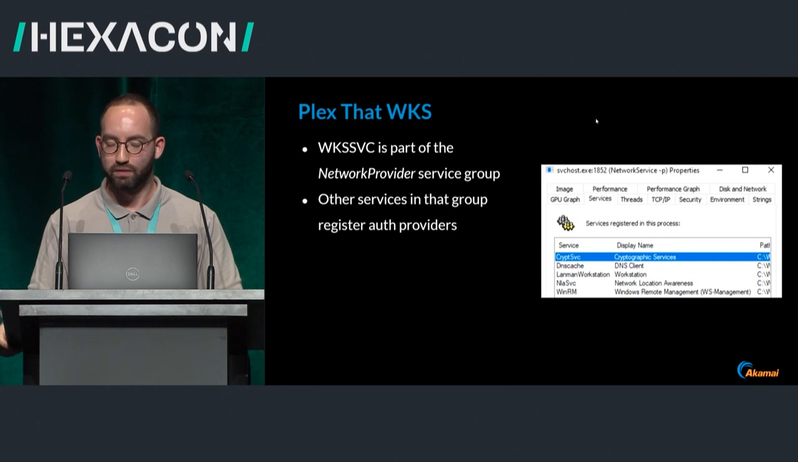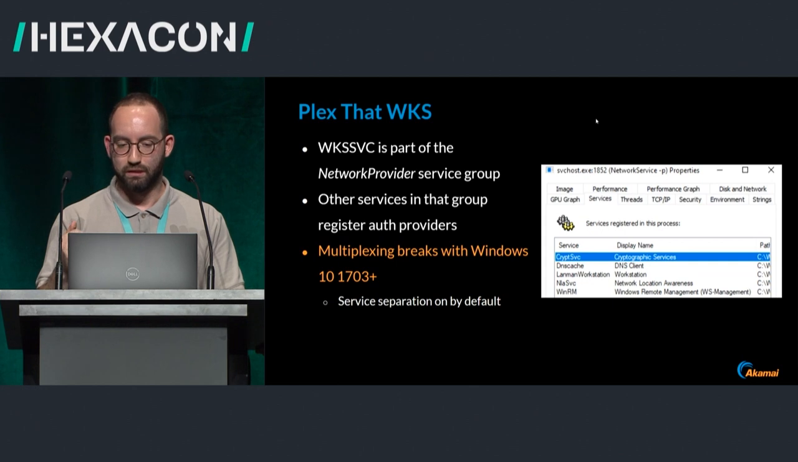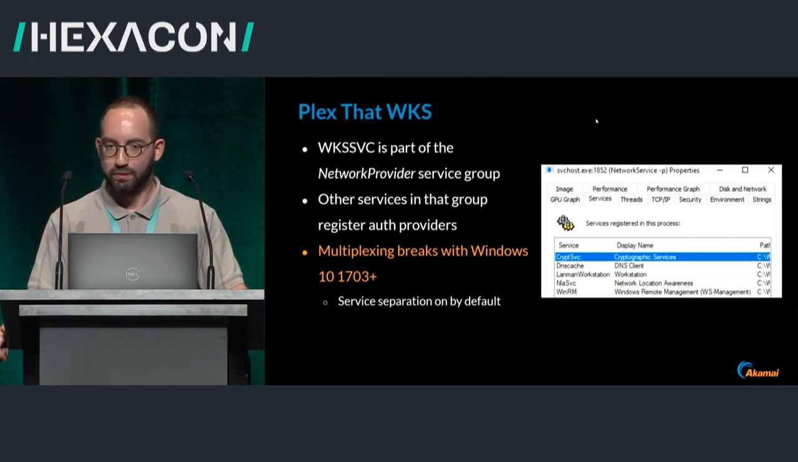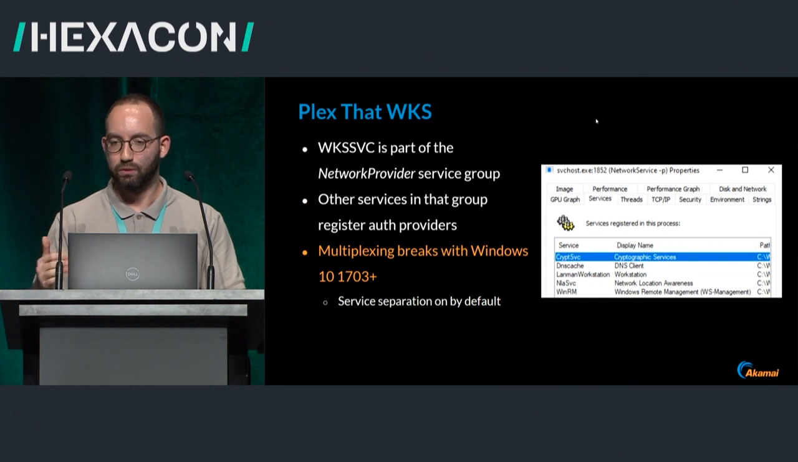WKSSVC is part of the network provider service group, which means it's loaded into svchost with other services. And those other services do register with authentication providers for both NTLM and Kerberos, which means that we can now authenticate to WKS and have that caching so we can have our attack and bypass. The only requirement for SSPI multiplexing is older versions of Windows before Windows 10 1703, because in newer versions of Windows, Microsoft implemented something called service separation, which is that even services from the same service group will be loaded into separate svchost instances for, I don't know, security, reliability, you pick your reason. And so this is the only requirement: that we have either an older version of Windows or one where service separation is off.